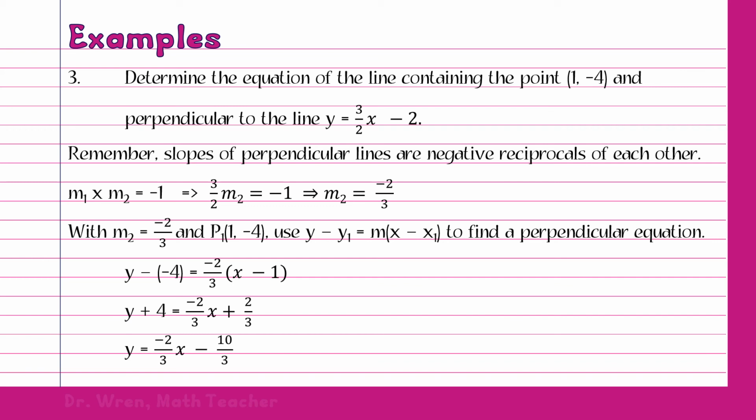Determine the equation of the line containing the point (1, -4) and perpendicular to the line y equals 3/2 x minus 2. Perpendicular lines have negative reciprocal slopes. The slope of y equals 3/2 x minus 2 is the coefficient of the x variable, which is 3/2. Next, take the reciprocal of 3/2 and multiply by -1 to get -2/3, which will be the slope of the new line. Now we have a point, which is (1, -4), and a slope, which is -2/3.